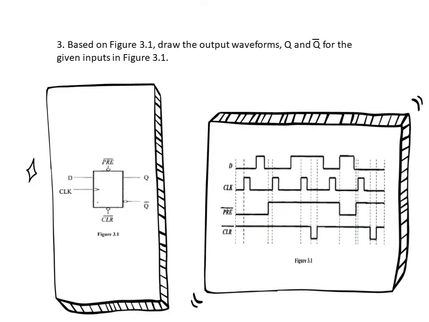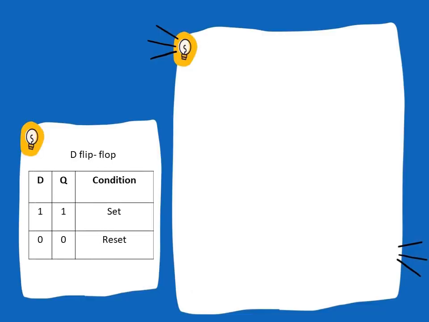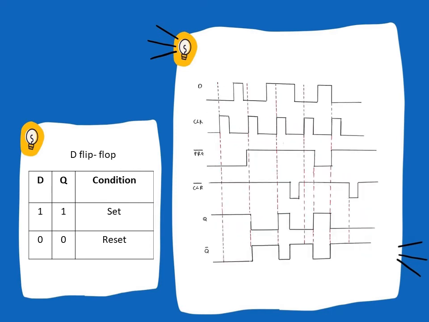Question 3. Based on figure 3.1, draw the output waveform Q and Q bar from the given input in figure 3.1. Figure 3.1 shows a D flip-flop. This D flip-flop has preset and clear. As we know, if clear or preset is active low, the output will refer to the asynchronous input table. So this is the truth table of the D flip-flop and this is the output that we get from figure 3.1.